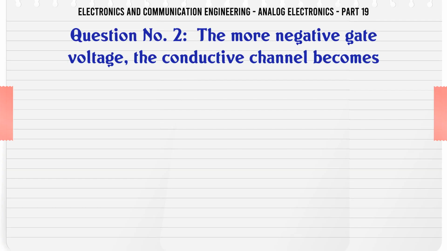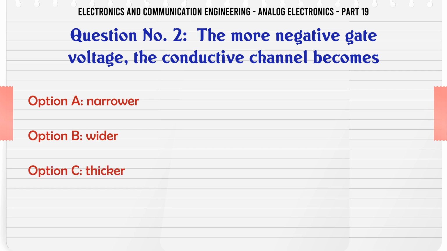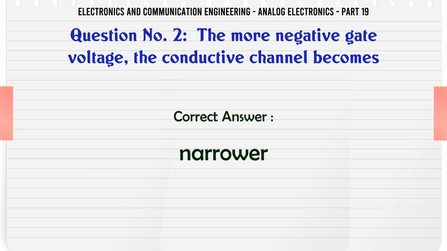The more negative the gate voltage, the conductive channel becomes: A. Narrower. B. Wider. C. Thicker. D. Linear. The correct answer is narrower.